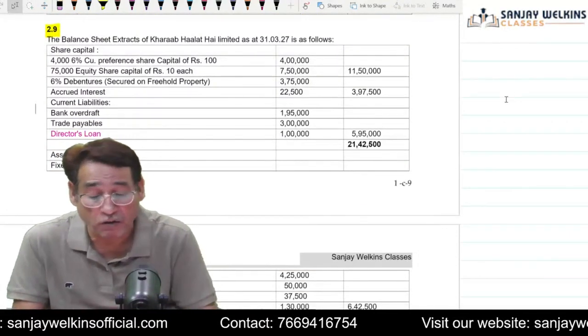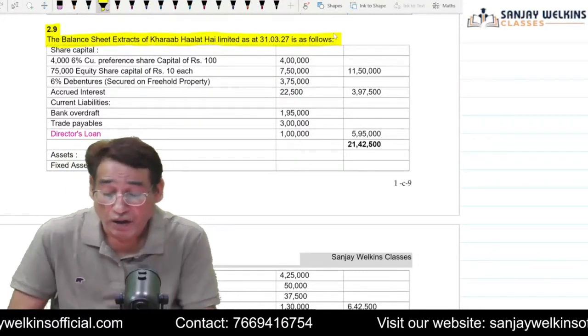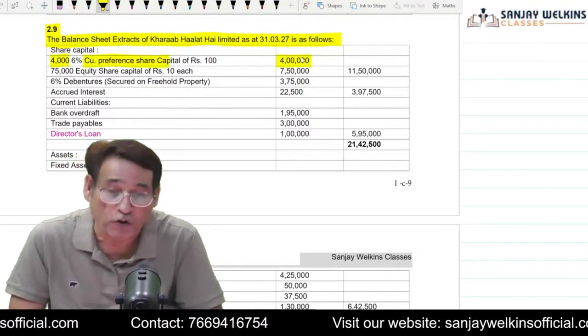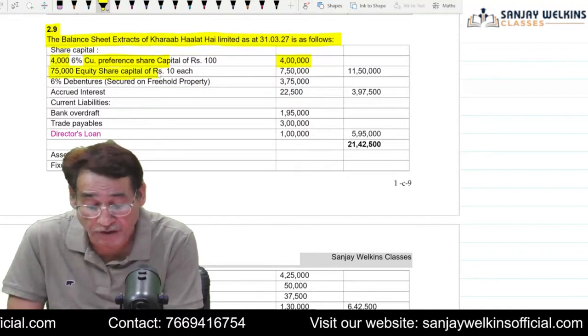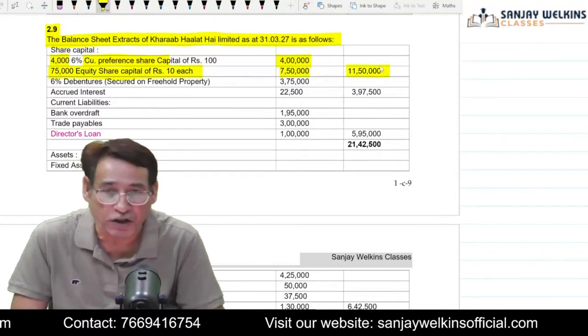Balance sheet extract of Kharab Halat Hai Limited is given to you. Correct? Now, interesting name. 4,000 cumulative preference shares of 100 each, 4 lakh, is given to you. Besides that, 75,000 equity share capital of 10 each, 7 lakh 50. Then total 11 lakh 50 is given.